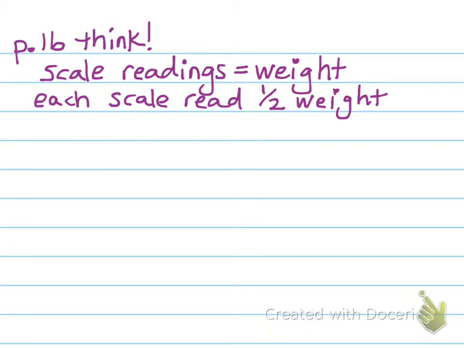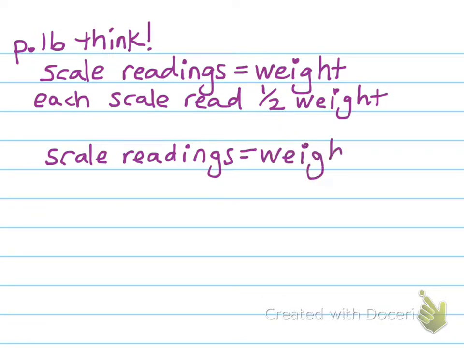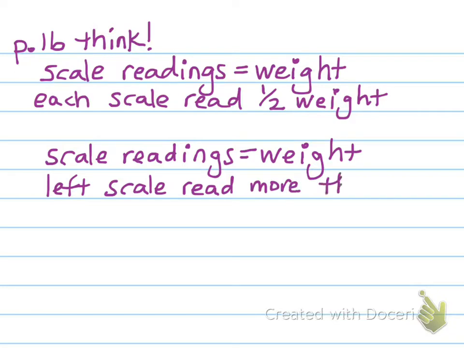Suppose she hangs with slightly more of her weight supported by the left ring. How would a scale on the right read? So still, when she's not equally supported, the scale readings are still going to equal her weight. The difference being now, because she has more of her weight on the left than the right, the left scale will read more than the right scale.